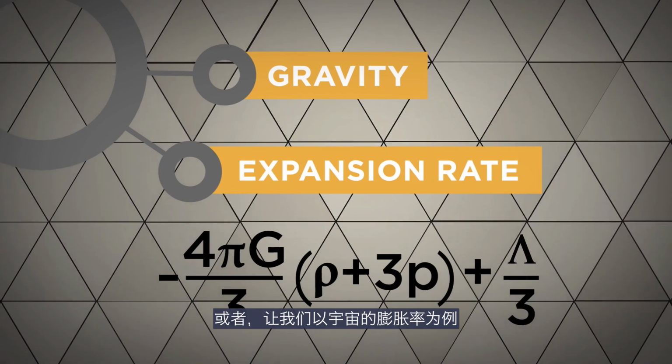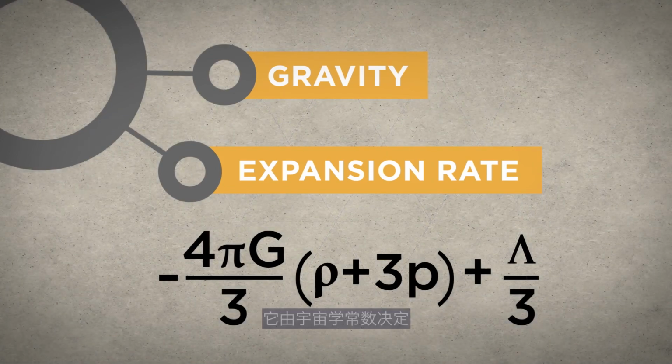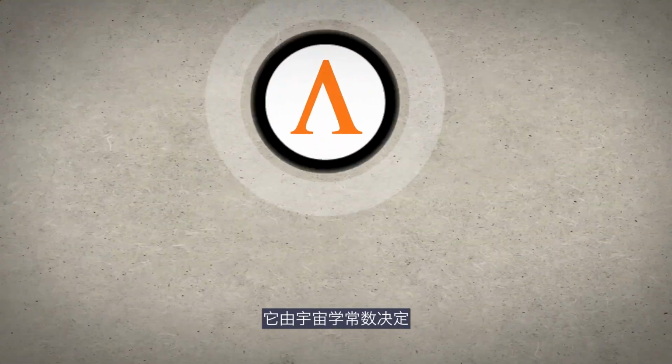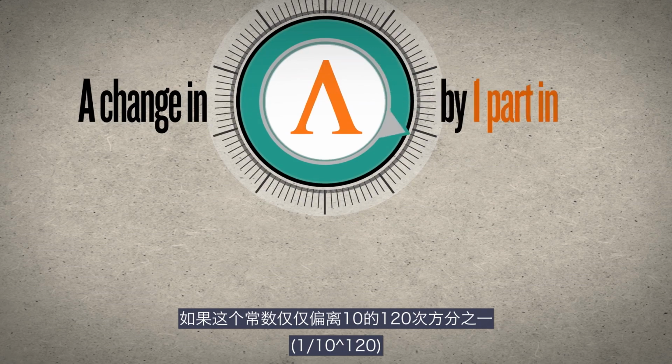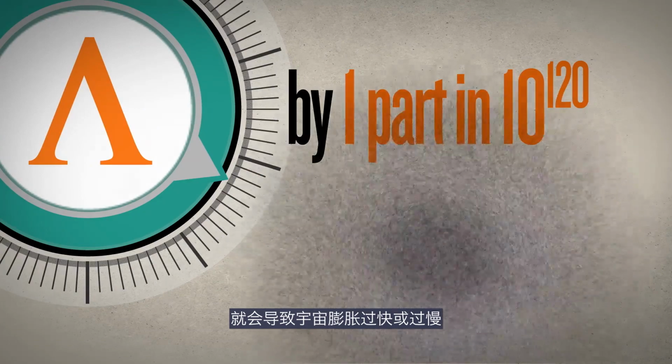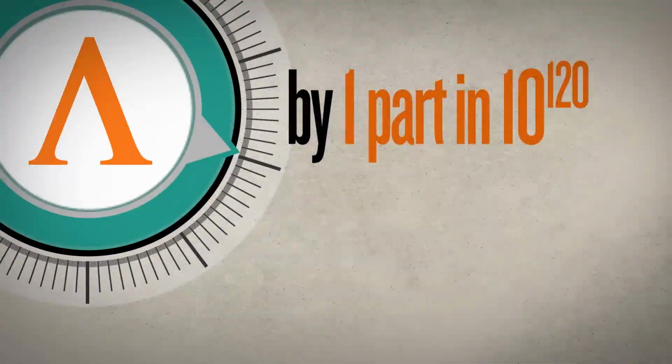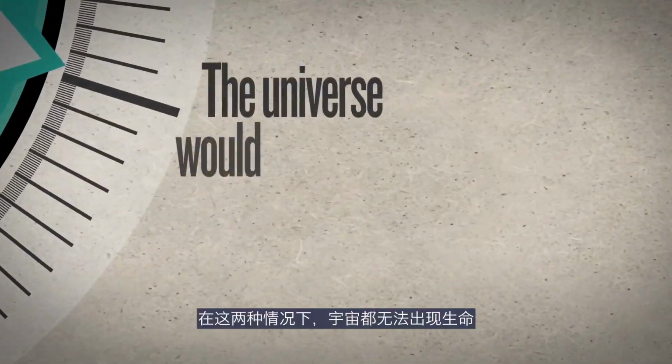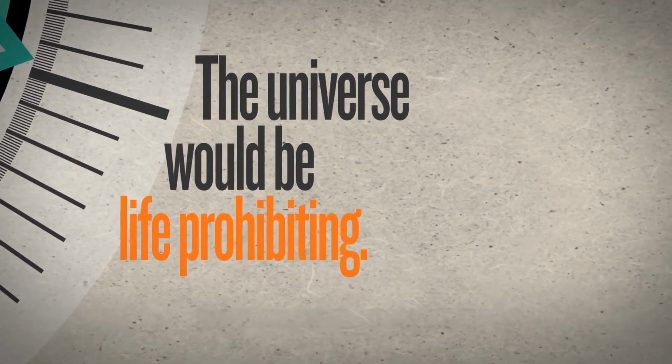Or consider the expansion rate of the universe. This is driven by the cosmological constant. A change in its value by a mere 1 part in 10 to the 120th parts would cause the universe to expand too rapidly or too slowly. In either case, the universe would again be life-prohibiting.